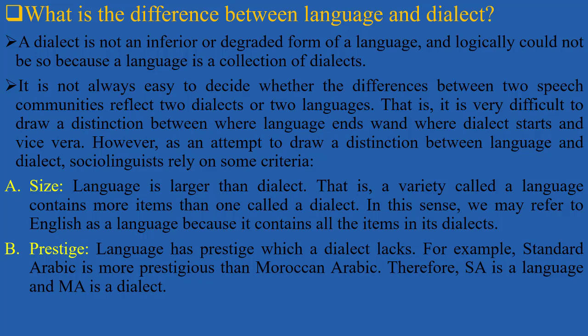Prestige. Language has prestige which dialect lacks. So, for example, Standard Arabic is more prestigious than Moroccan Arabic or Egyptian Arabic or any other dialects in the Arab world. So, therefore, Standard Arabic is a language and Moroccan Arabic is a dialect.